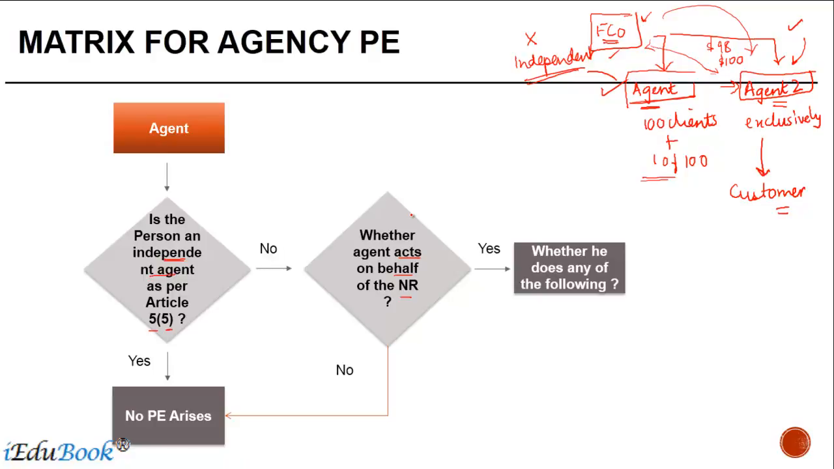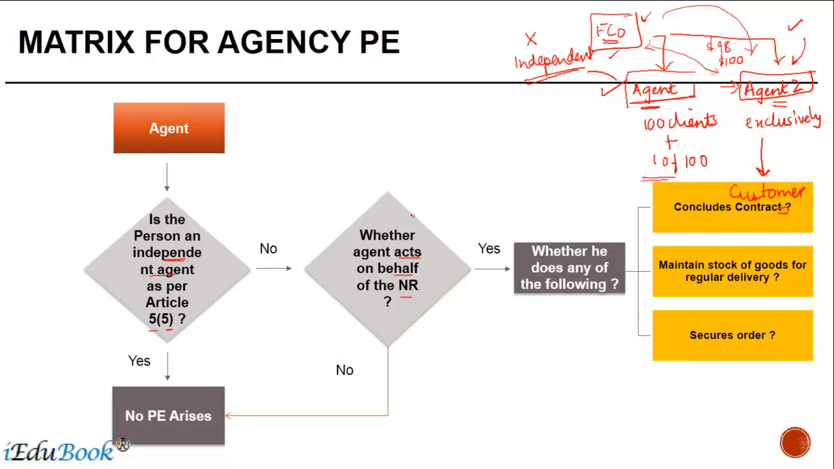But if he acts, then you need to see whether he does any of the following three activities. Does he conclude contracts on behalf of the non-resident? Is he maintaining a stock of goods for regular delivery for the non-resident? Is he securing orders for the non-resident? If a person is not an independent agent and he does any of these three while acting on behalf of the non-resident, he is said to be a dependent agent, which can constitute a PE of the non-resident, and in that case, the income of the foreign company will be taxable in India.